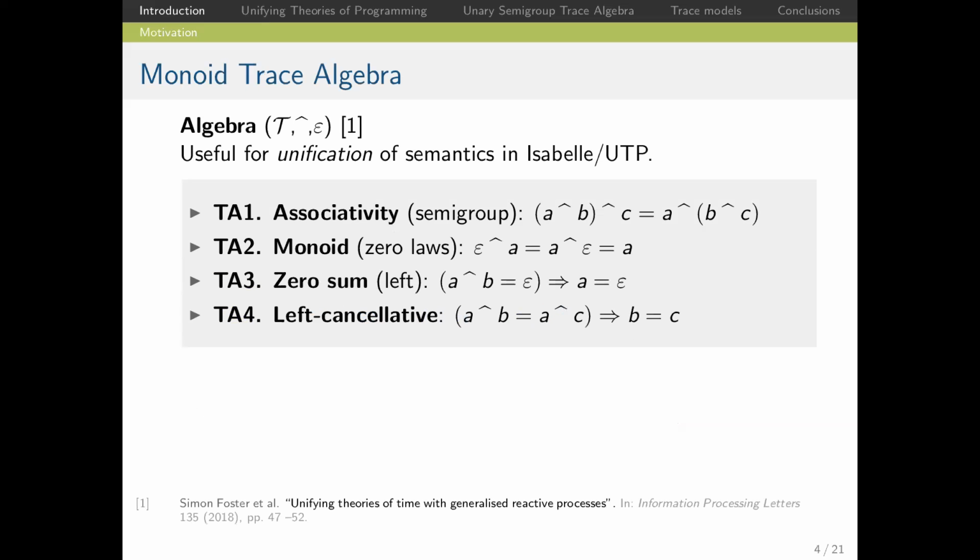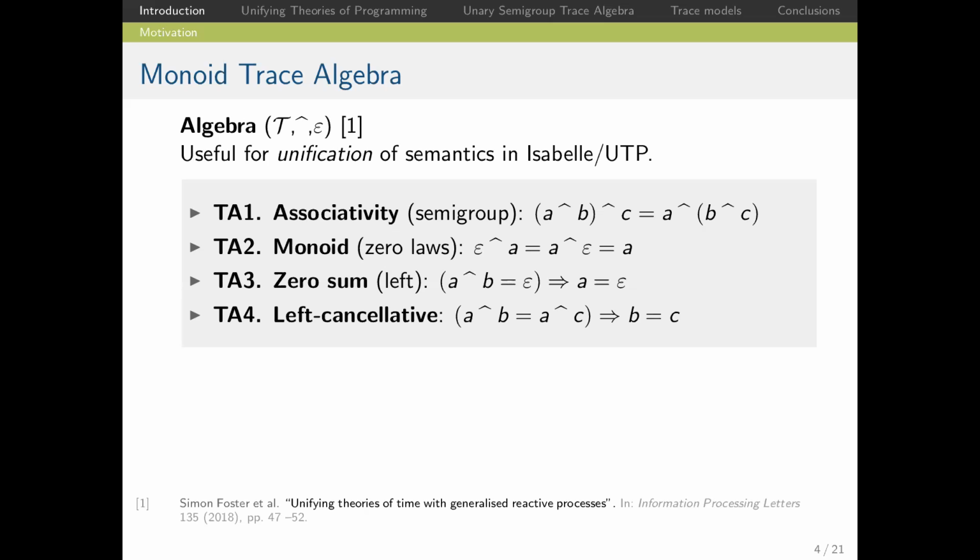As I said earlier, trace algebras are useful for the unification of semantics in UTP, and namely in its mechanization Isabelle/UTP. My colleague Simon Foster proposed a monotrace algebra. It's a structure with three components: you have a type T for the trace, you have a concatenation operator, and you have an empty trace, epsilon. These four axioms define a left cancellative monoid.